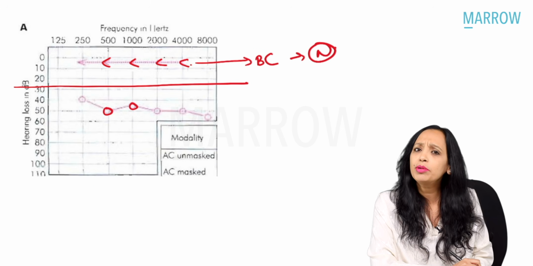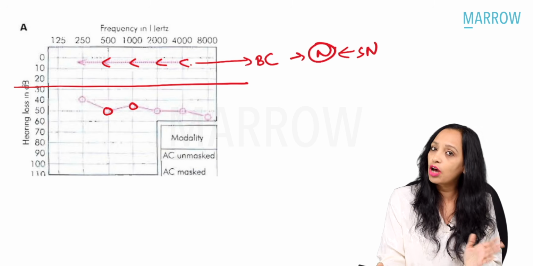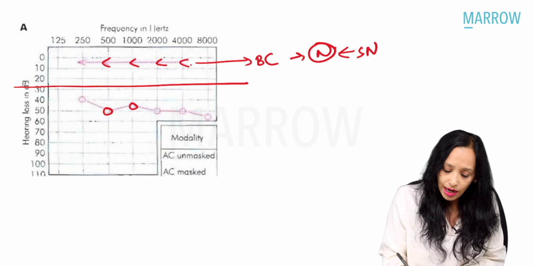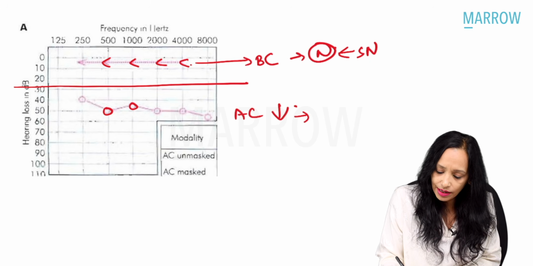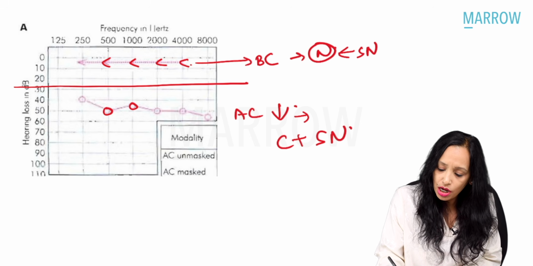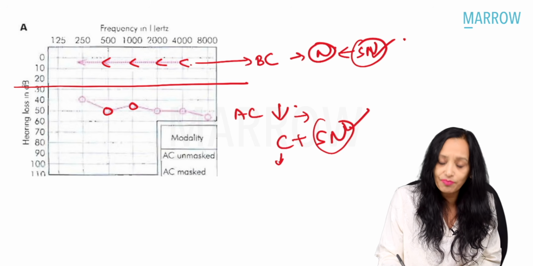Bone conduction is normal means what is normal? Bone conduction means sensorineural pathway. So sensorineural pathway is normal. What about air conduction? Air conduction is decreased. What is air conduction? Air conduction is conductive plus sensorineural. So if the sensorineural is good, where is the defect? Defect is in the conductive pathway, right?